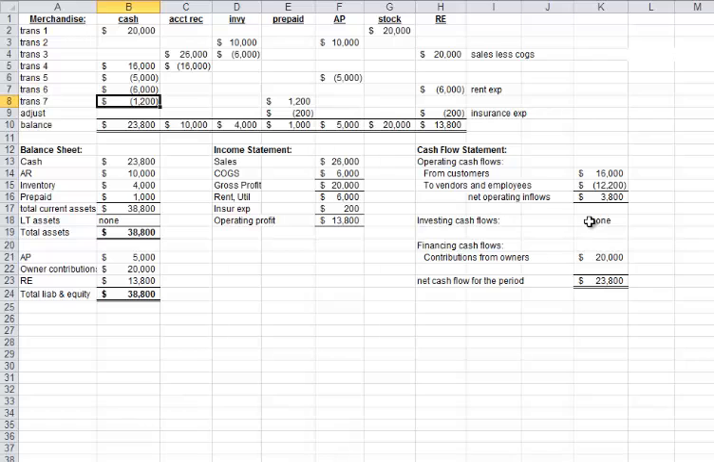There were no purchases or sales of long-term assets or investments, and there was one transaction with the owners, a contribution. And so that's the net cash that changed during the period, and that's ending cash because we did start with zero. So our cash flow statement does show everything.